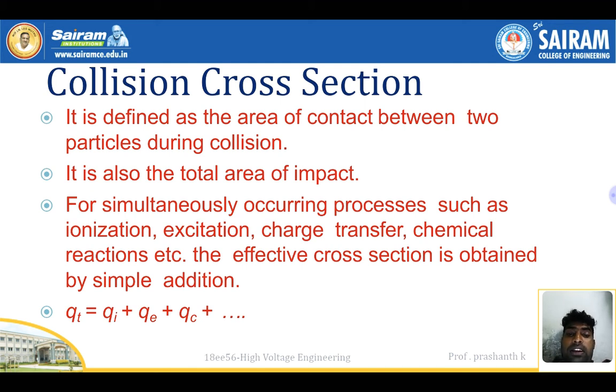It is also the total area of impact for simultaneously occurring processes such as ionization, excitation, charge transfer, chemical reactions, etc. The effective cross section is obtained by simple addition, that is Q total is equal to Qi plus Qc plus Qe: ionization, excitation, and charge transfer.